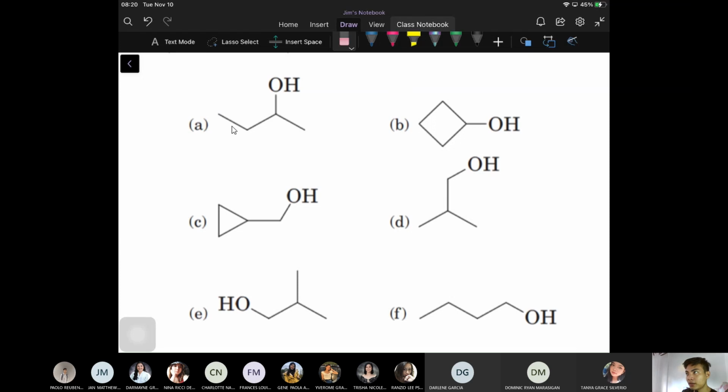So, ito, 4 na carbon. 1, 2, 3, 4. So, sulat natin yung formula. C4. Followed by the hydrogens. Ang organization ng atoms, carbon muna, hydrogen next, last yung oxygen. Okay, so alam na natin yung carbon. Ngayon, alam na ba natin yung hydrogen?